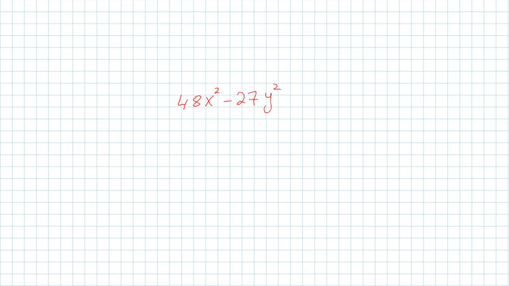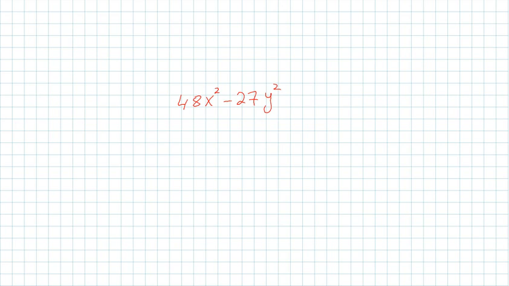Okay, because we have a binomial, but what's the first question you're going to ask yourself, no matter what you have? Do you have a common factor? I'm going to keep asking you this question, and you're going to ask me back, do I have a common factor? Is there a number that I can divide both 48 and 27 by? Yes. What is it? 3. How about letters? Do I have a common letter? No. So 3 is my only common factor.